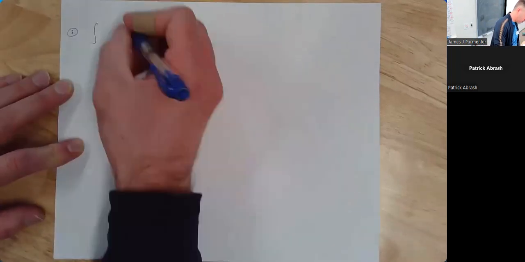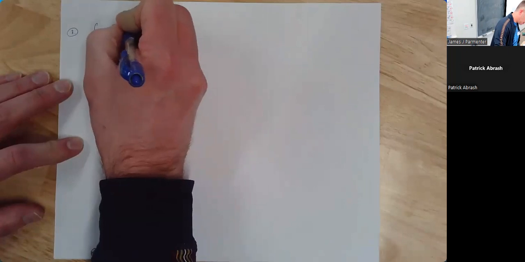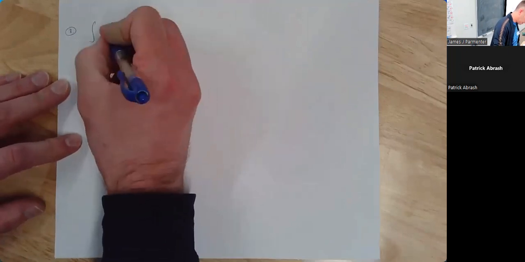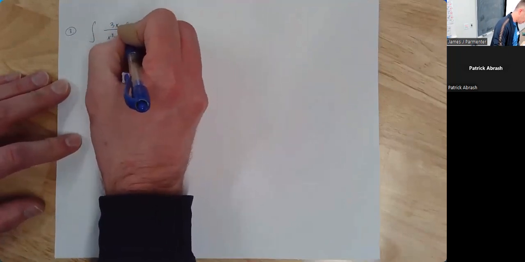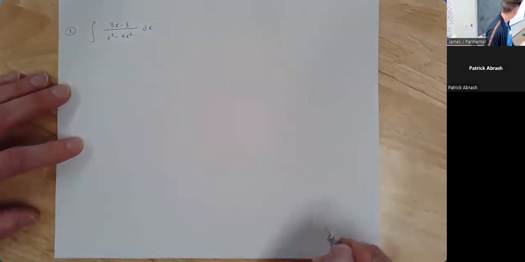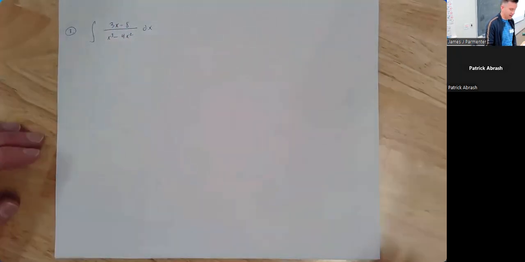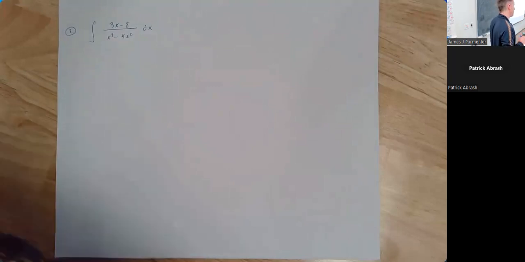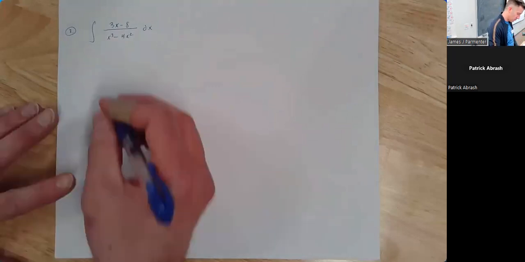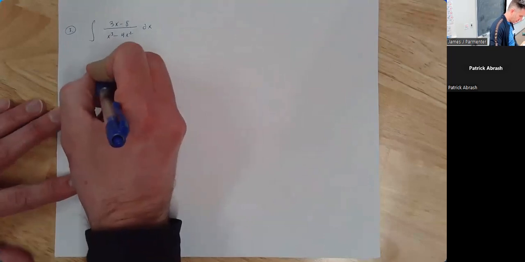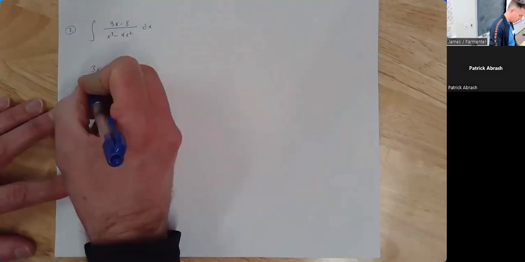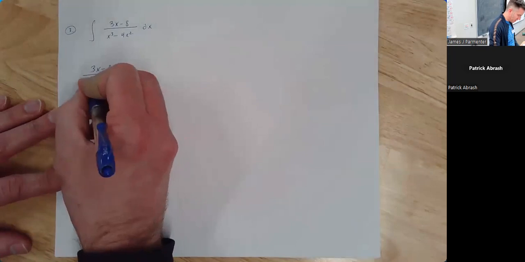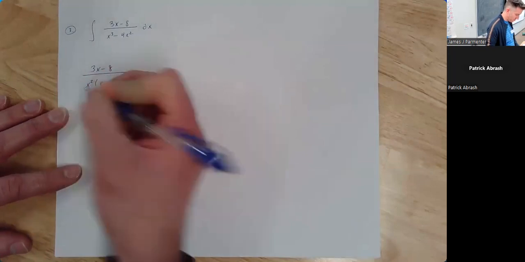So let's look at this example: the integral of (3x minus 8) over (x cubed minus 4x squared) dx. I'm thinking u substitution all the time, and u substitution definitely is not going to work here. So then I move on to trig sub, which isn't an option. It looks like partial fractions is the way to go. So I'm going to rewrite my fraction, 3x minus 8, over x squared times (x minus 4).